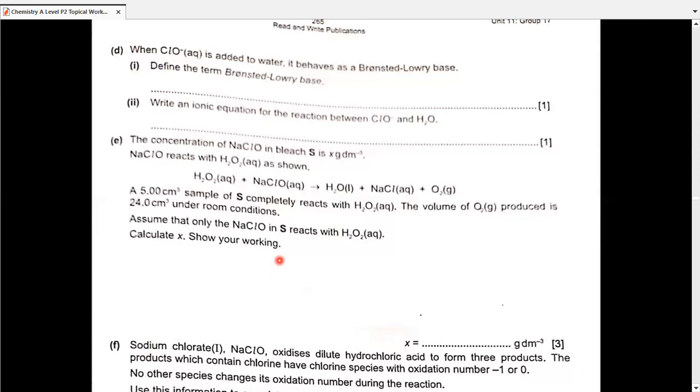When ClO negative is added to water, it behaves as a Bronsted-Lowry base. This line will help in answering this question, otherwise nothing in the book has actually taught you how the reaction should proceed. So this line is the biggest hint you need to follow. Go ahead.